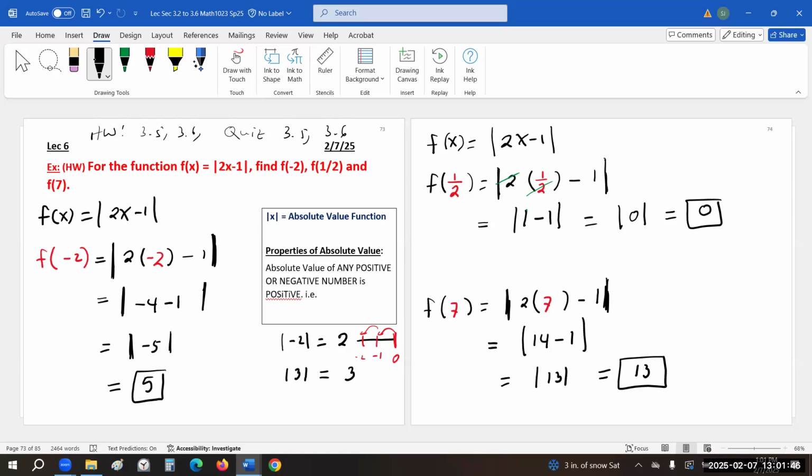So here we are saying that when x is 1/2, our y value is 0. That's fine. Absolute value of 0 is 0, because absolute value tells us the distance from 0 to the number inside the absolute value. So what is the distance from 0 to 0? 0. It doesn't have any distance.